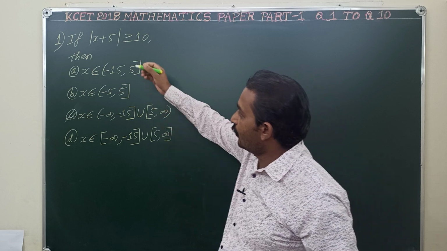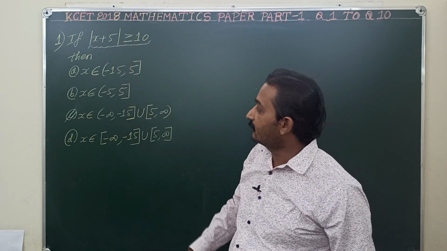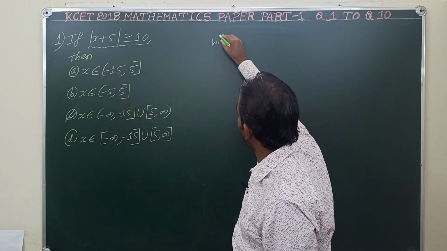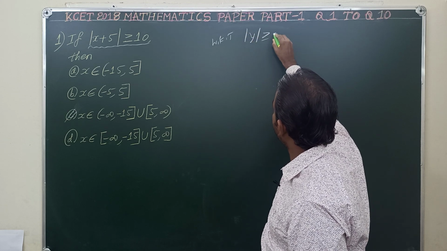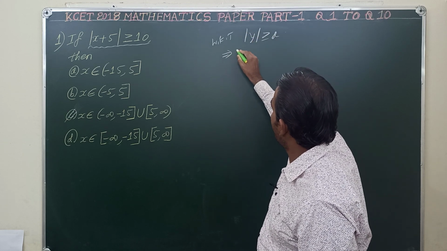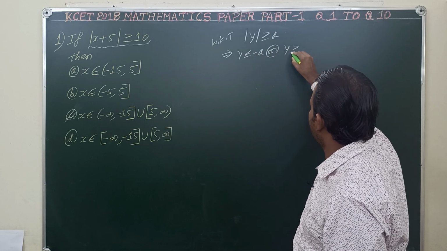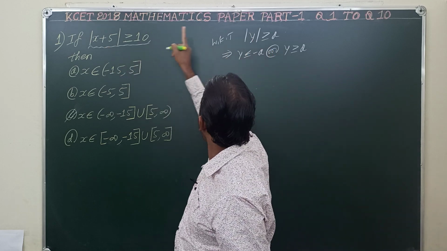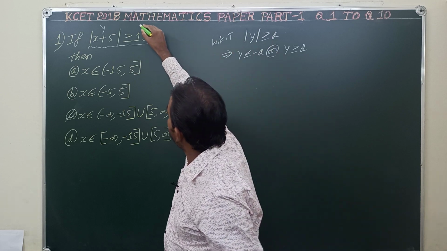In this case, if modulus of x plus 5 is greater than or equal to 10, then find the x values. We know a formula: modulus of y greater than or equal to a implies y less than or equal to minus a or y greater than or equal to plus a. Here in the place of y, x plus 5 is there, and in the place of a, 10 is there.